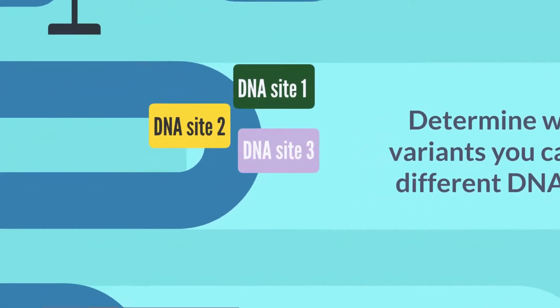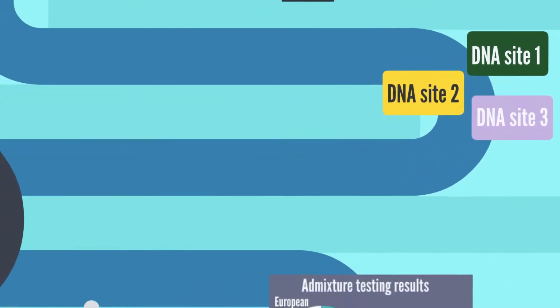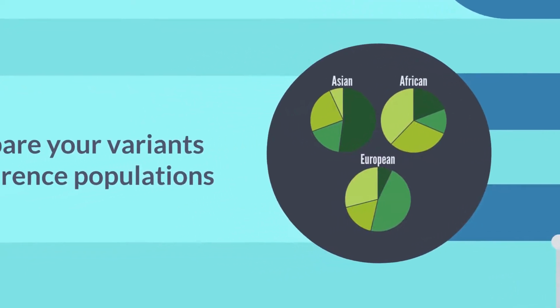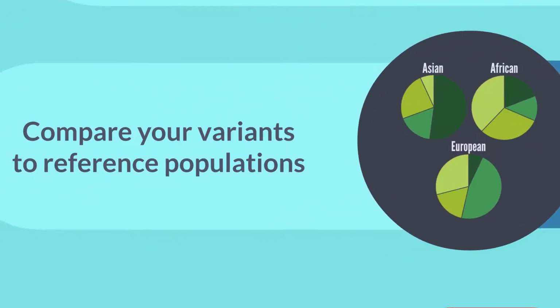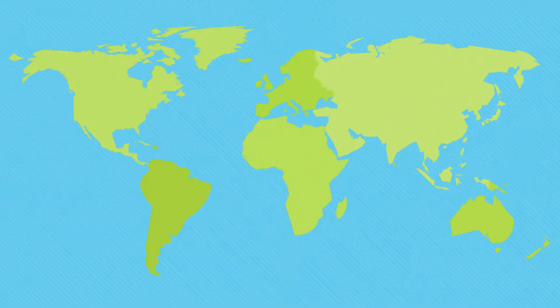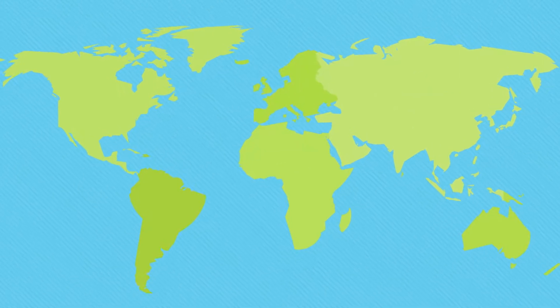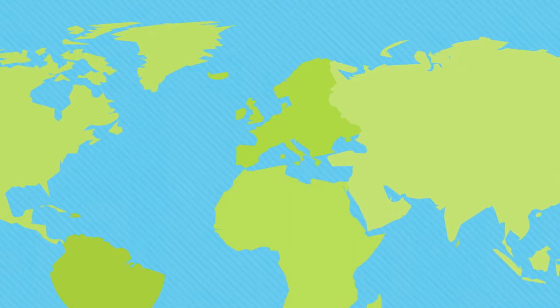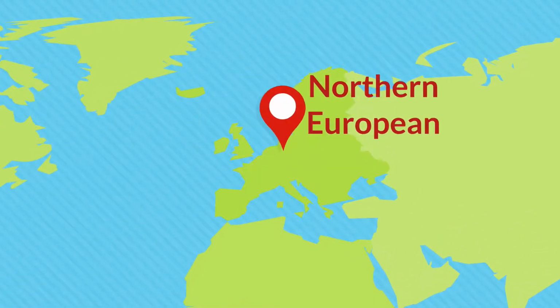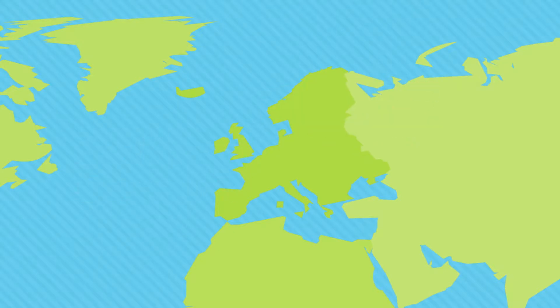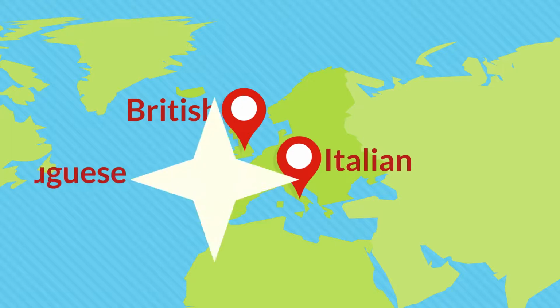For admixture testing, companies compare the DNA variants that you carry to reference populations. To understand how reference populations can cause admixture results to differ between companies or over time, let's have a closer look at how these reference populations are chosen. First, a company needs to decide which population they would like to include into their database. The fictional companies in this video chose to look at continental populations. More commonly, companies might choose to use subgroups on these continents as reference populations, such as Northern Europeans or Southern Europeans. Some companies might have even more narrowly defined reference populations, such as British, Italian, or Portuguese.